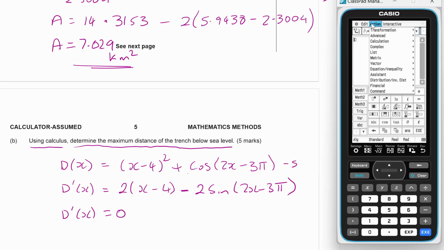So we can do that as a solve. Just going to change the calculator back to decimal. I had changed it to standard. So we're going to do a solve. 0 equals, and we've got twice x minus 4, take away 2 sine 2x take away 3 pi, and execute that, and it gives me 3.439.